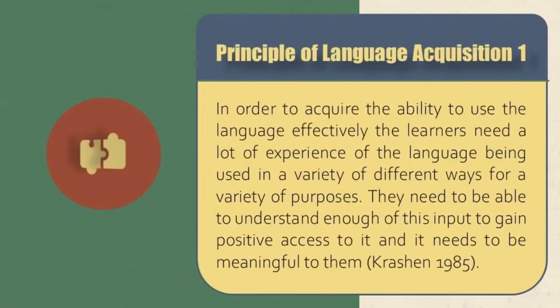It says here that learners require a lot of experience with the language being used in a number of different ways for a range of reasons in order to gain the ability to use it successfully. They must be able to comprehend enough of this information to obtain favorable access to it, and it must be relevant to them. In order to acquire certain language pieces and features, they must be exposed to them numerous times in meaningful and understandable input. Each contact contributes to the creation of the hypothesis necessary for ultimate acquisition, as well as the expansion and deepening of awareness.